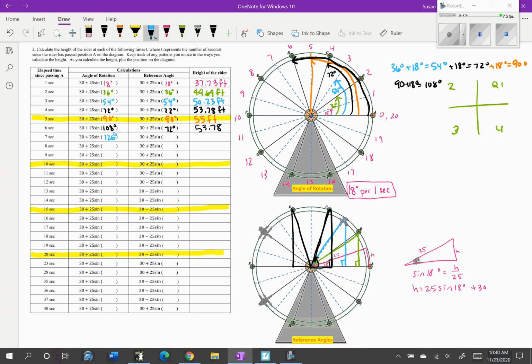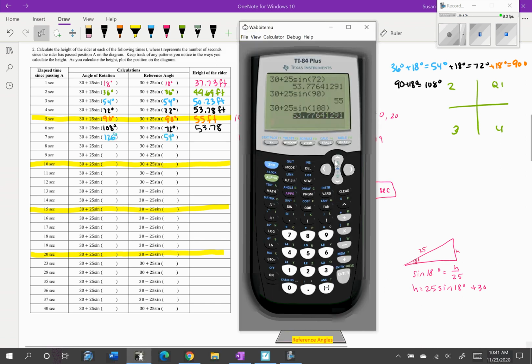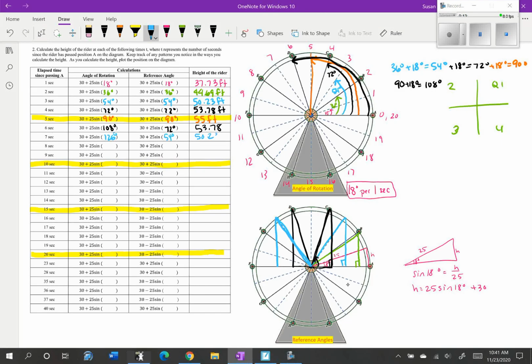And so if I'm doing 126 degrees, I'm using this triangle right here, which we said was the 54 degrees for the reference angle. So if I plug in on my calculator 126, I know that should be the same as 53.23 because that was a reference angle of 54. So notice we get 50.23 again, because it's the same height as this point on our graph, just like these two are the same height.